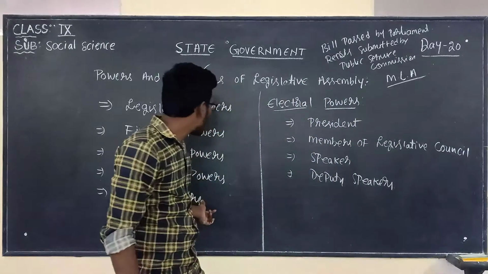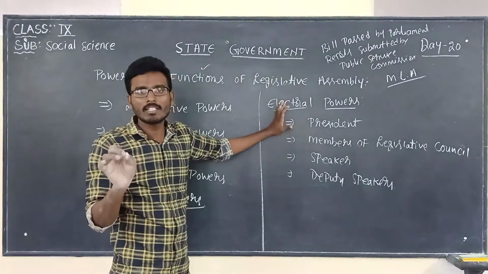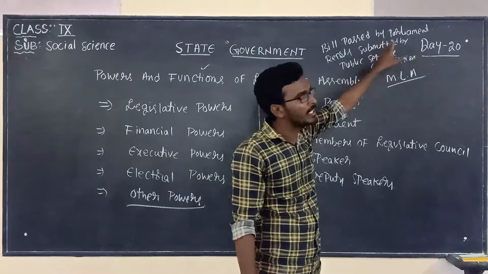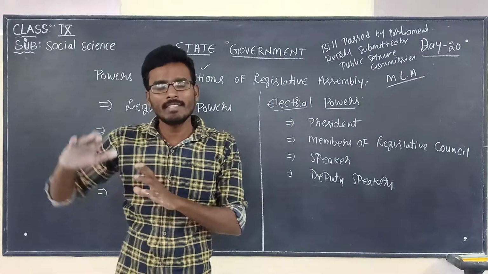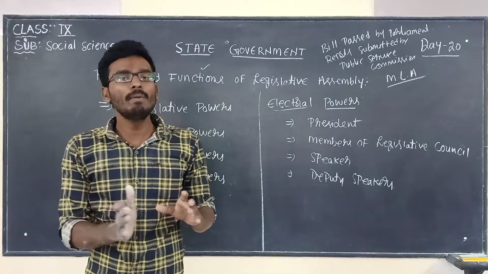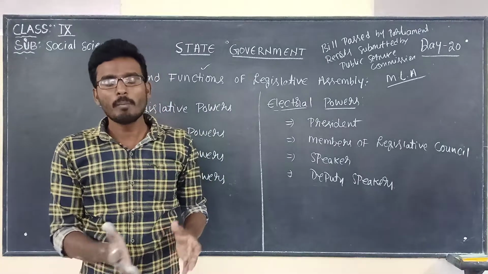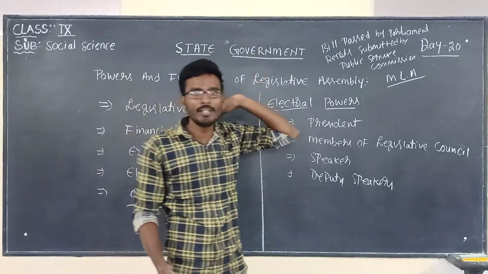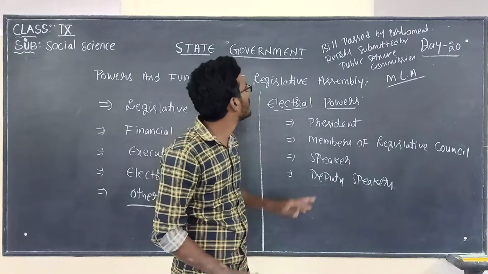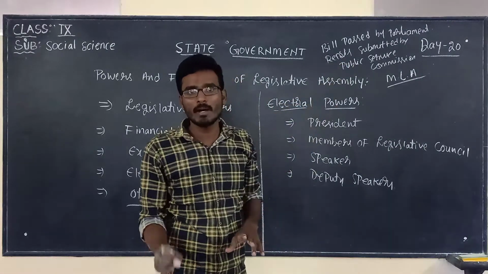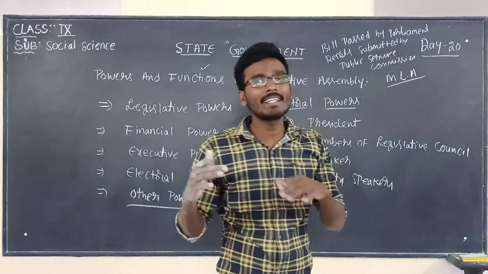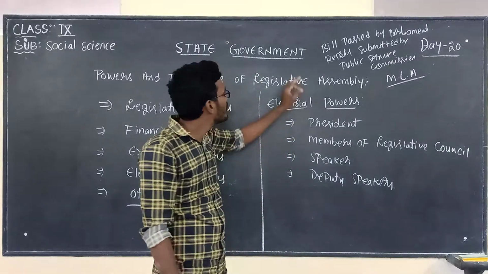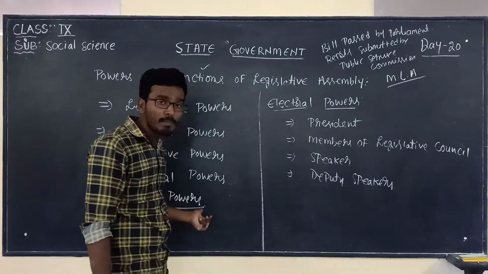See here, the other powers of a legislative assembly: it can hold discussions on the bill passed by the parliament. Example, in the union parliament, one bill is approved, one bill is passed. So a particular state government can keep discussion on that bill which is approved by the union parliament, and moreover, whatever reports are submitted by the planning commission, financial commission and other commissions, those reports also they can examine. Those are the other powers and functions of a legislative assembly.